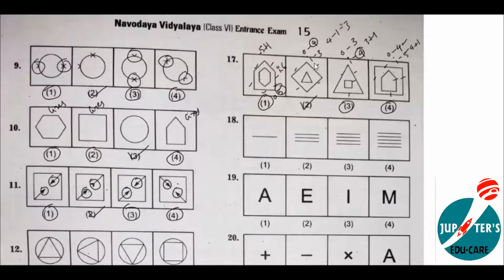Next, question number 18. In this question, we have to count the number of lines. In option 1, we have 1 line. In option 2, 1, 2, 3, 3 lines. In option 3, 1, 2, 3, 4, 4 lines. In option 4, 1, 2, 3, 4, 5, 5 lines. So, if you observe students, in option 1, option 2, option 4, we have an odd number of lines. But in case of option 3, we have an even number of lines. So, option 3 is our answer.